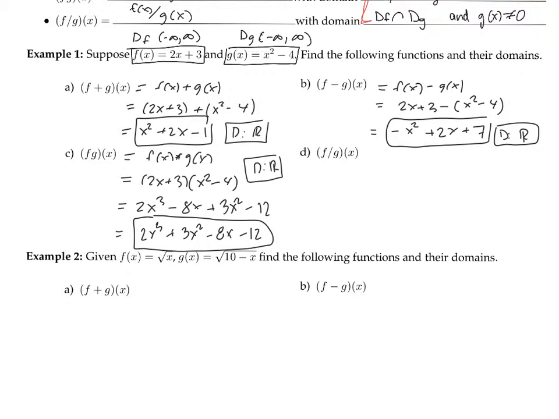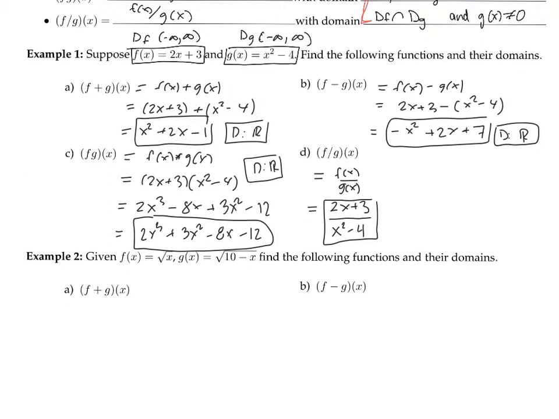Okay, and then f over g. So that's f of x over g of x. So f of x is 2x plus 3 over x squared minus 4. And usually if you can simplify by factoring and canceling, you should, but that denominator just factors into x plus 2, x minus 2, and doesn't cancel with the 2x plus 3. Does that make sense? Now this is the first one that has a domain that isn't all real numbers.